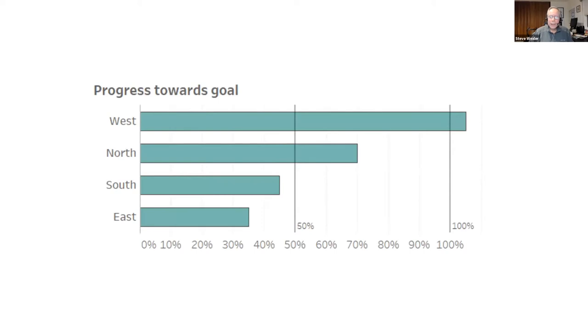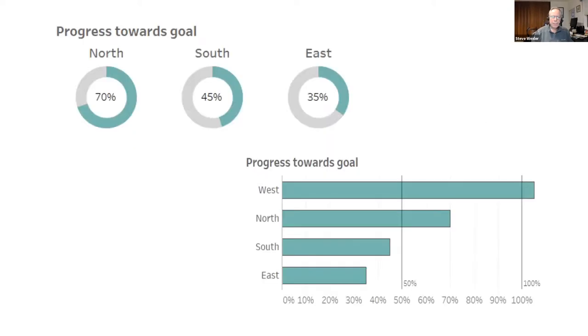Just look at north and east. Don't look at the numbers. I can see that bar is about twice as big. Oh, I can see I exceeded. So again, you've got to be kind with your stakeholder and say, I think this will work a little better, and here's why. There's the before version, and it's just a faster read with this version.